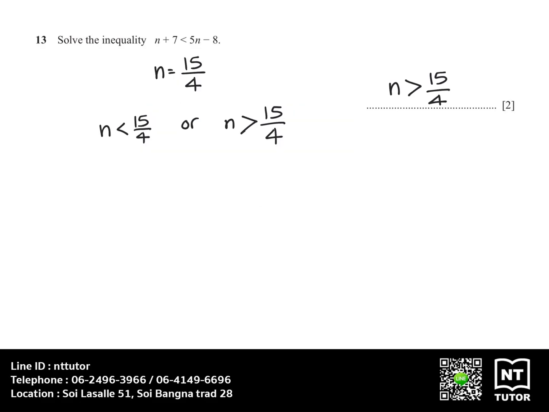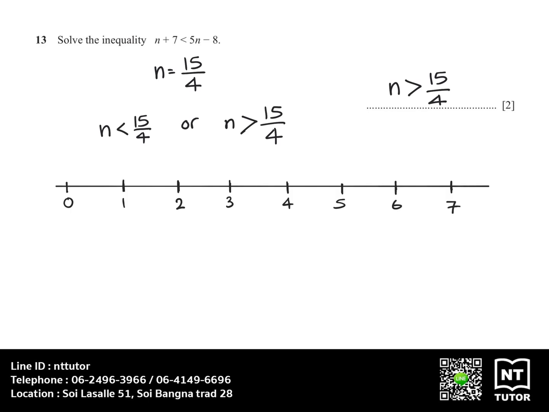Sometimes when we solve inequalities, we can get lost in the process and forget which side the sign is on or which side the inequality opens to. So once you get the answer as n equals 15 over 4, you can always recheck which one it is. After you get n equals 15 over 4, your answer is either n less than 15 over 4 or n bigger than 15 over 4. We can always check our answer by substituting in random values that satisfy the inequality.